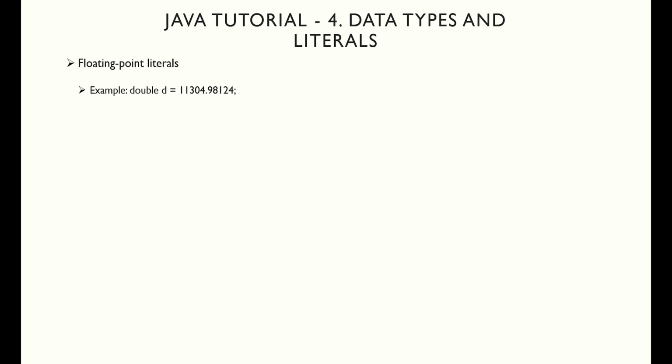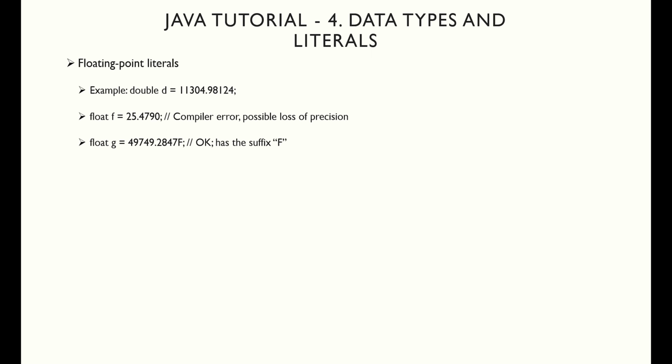You may also optionally attach a D to double literals, but it is not necessary because this is the default behavior. Here you can see the first example. Without F, the compiler throws an error, possible loss of precision. The second one would work as expected.